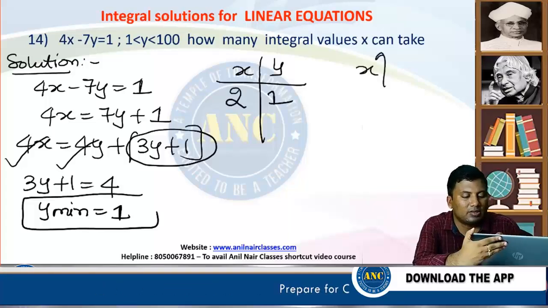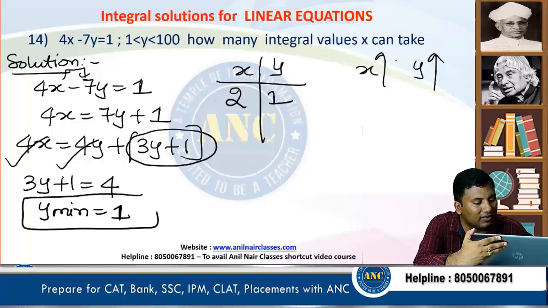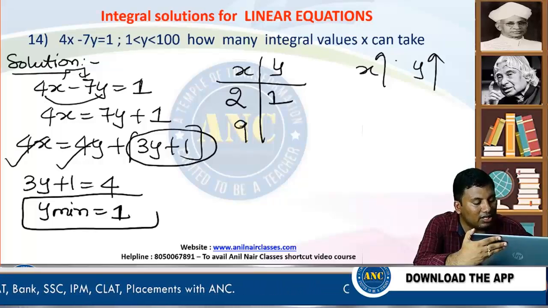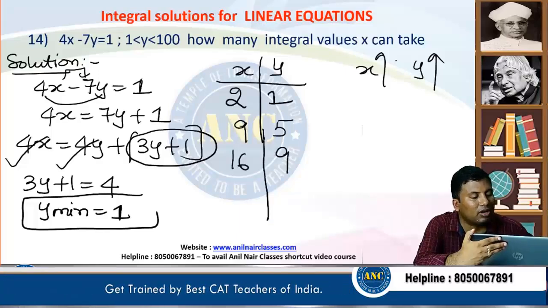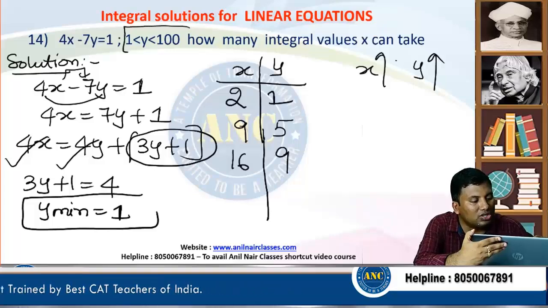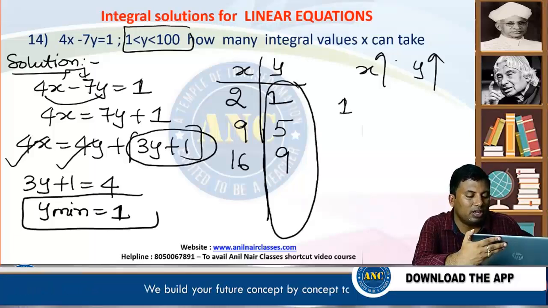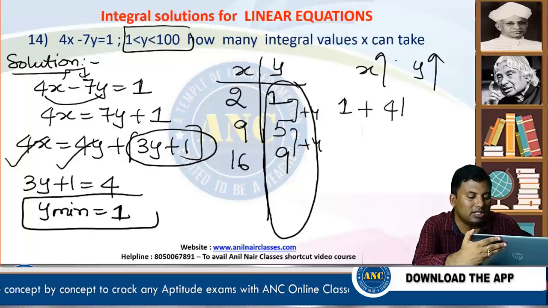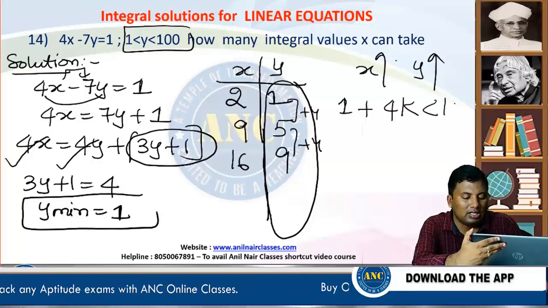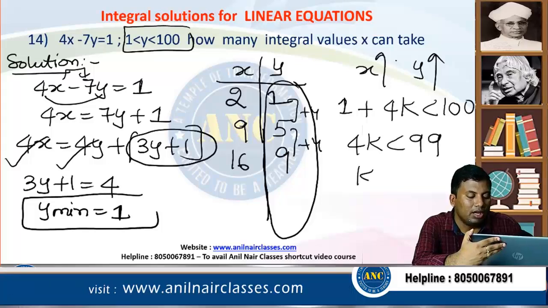Then if x increases, y also increases. X increases by 7, 9. Y increases by 4, 5. X increases by 7, y increases by 4, 9. Question, there is a range on y. Only I will focus on these values. Lowest value is 1. Every time there is an increase of 4. 1 plus 4k, it is less than 100. 4k is less than 99. K is less than 24 point something.